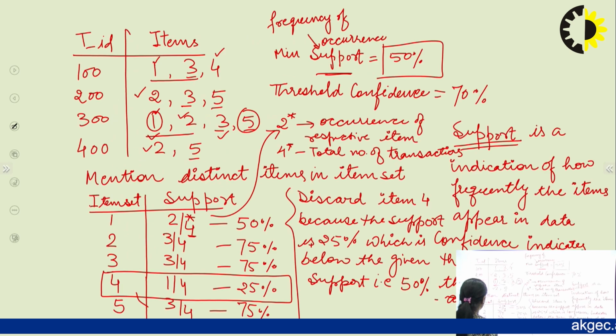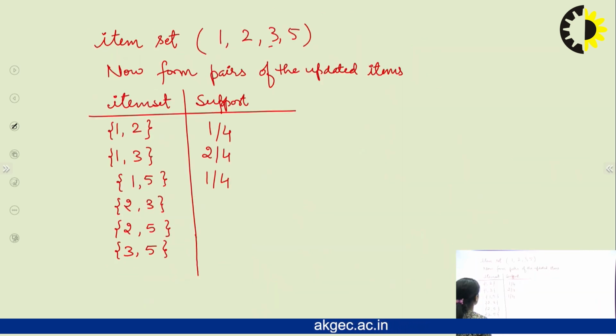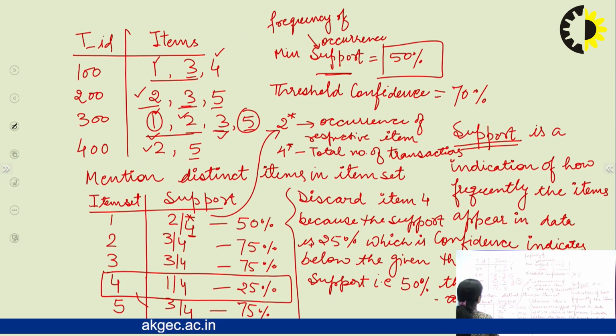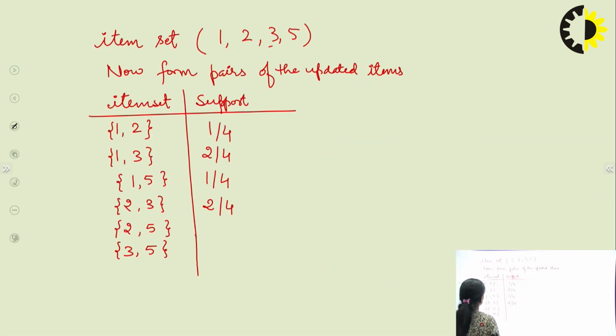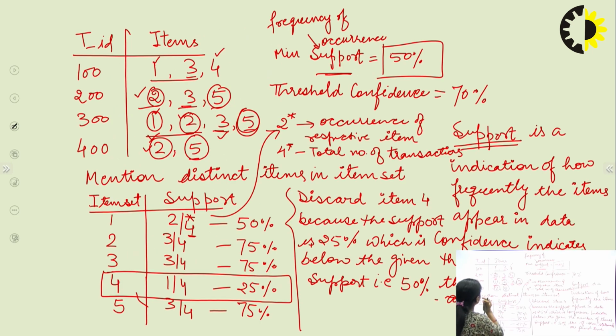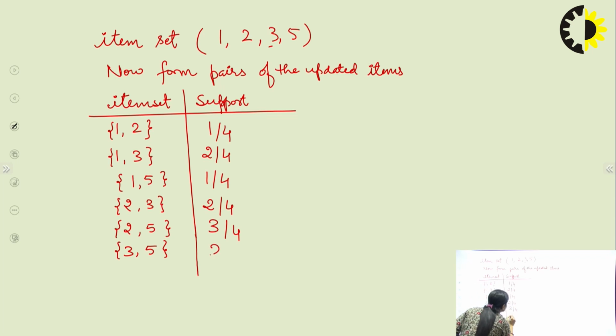Then we need to find out 2, 3. That is 2 in the 4 transactions. Then 2, 5: 1 time, 2 times and 3 times, out of these 4 transactions. 3, 5 is coming 2 times, that is 2 out of 4.